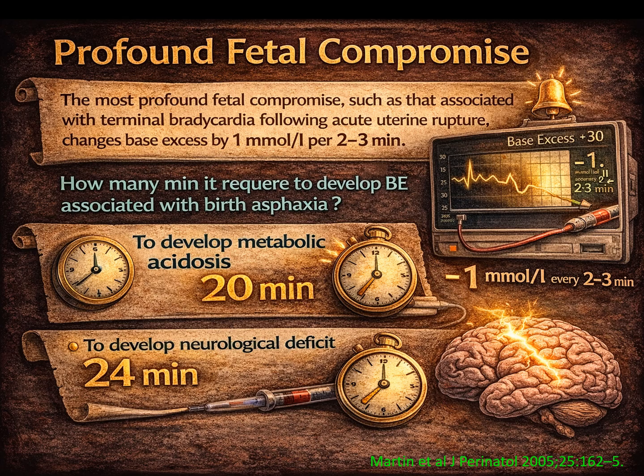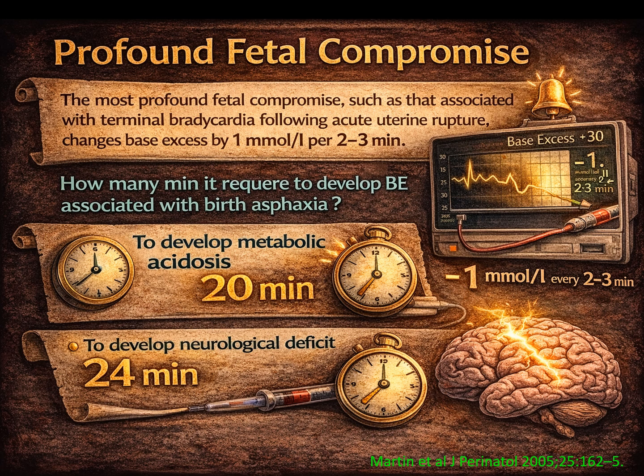To develop metabolic acidosis, assuming that the fetus enters labor with zero base excess and has bradycardia, whether due to a ruptured uterus or cord prolapse, it will require a minimum of 20 minutes for the base excess to reach from 0 to 10. What does that mean? That means to reach metabolic acidosis, it requires 20 minutes. And to go above 12, which is associated with neurological deficits, you require 24 minutes. This is more or less, plus or minus.